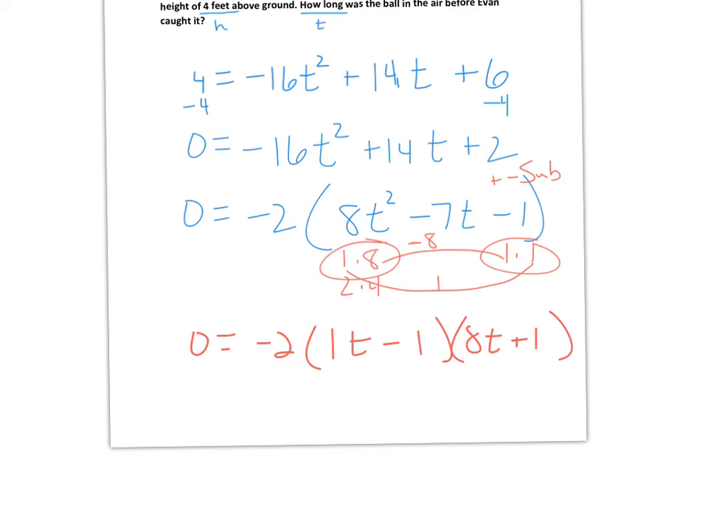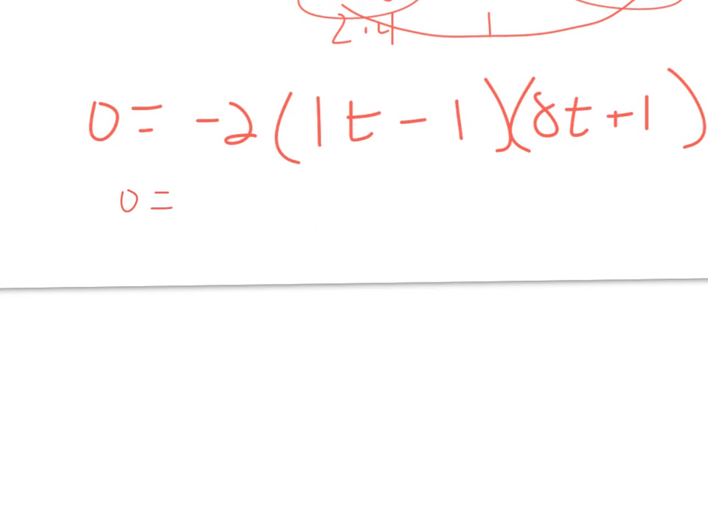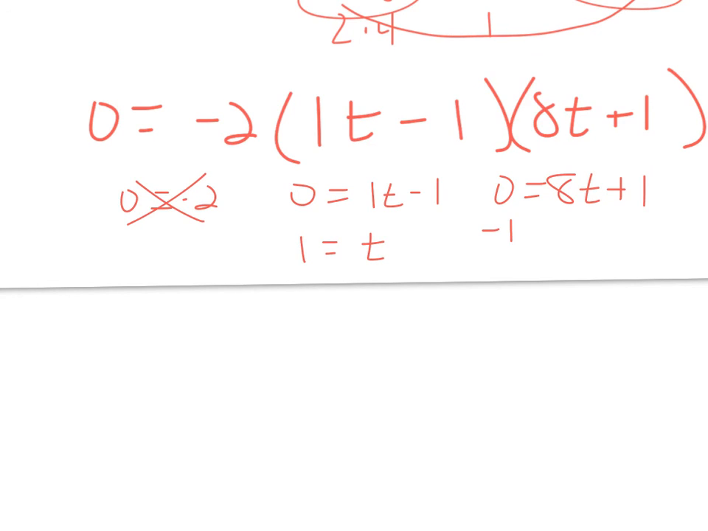So now set each part equal to 0 and solve. I'm going to take 0 and set it equal to negative 2. Obviously, that's out. There's no variable in the game. I'm going to take 0 and equal it to 1t minus 1, and I'm going to take 0 and equal to 8t plus 1. So now I'm going to add the 1 over, so I just end up with 1. Here I'm going to subtract the 1, and then divide, and I'm going to get negative 1/8.